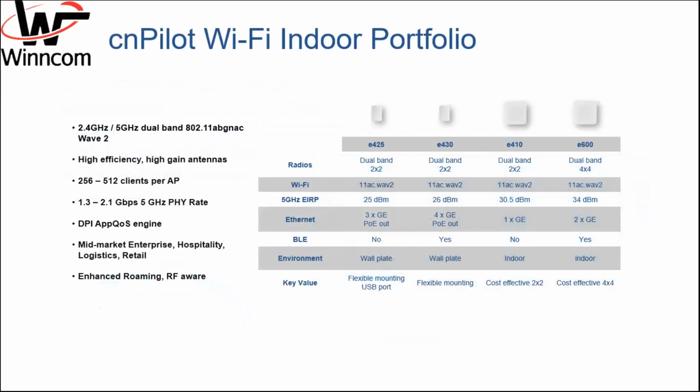Before we start, I want to go over the cnPilot portfolio, the enterprise series access points from Cambium Networks, as a quick reminder. There are several models of access points available with the cnPilot series to fit your exact needs. For example, the E425 and E430 are specifically designed to provide per-room Wi-Fi for hospitality, whereas the E400 and E600 are designed for public places.